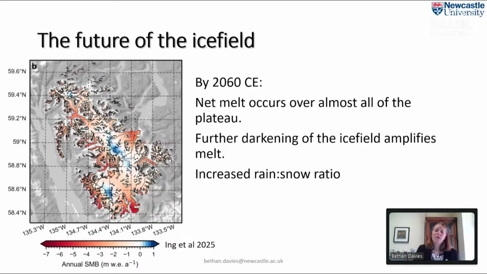What do we expect to happen in the future? If we model the mass balance of the ice field through to the next few decades, we expect to see almost all of that plateau darkening and having very little snow left. In this figure, this is the ice field and how it might look in 2060. This is just the mass balance. And the red areas are where we're losing mass, and the blue are where we're gaining mass. We should expect a good 2/3 of the ice field to be blue, but by 2060 it's almost all red because we're losing mass across all of the ice field.